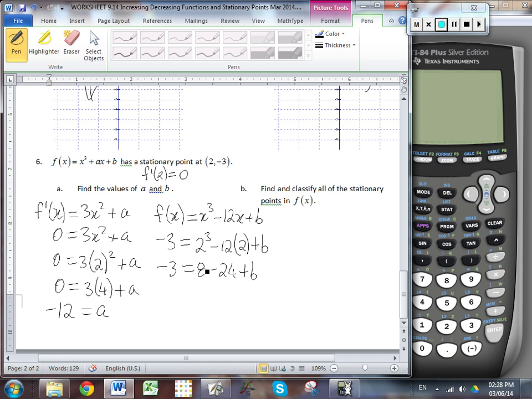Let's bring the 8 across, it becomes a minus 8, and the negative 24 becomes a positive 24. And now you'll find that b is equal to 13.